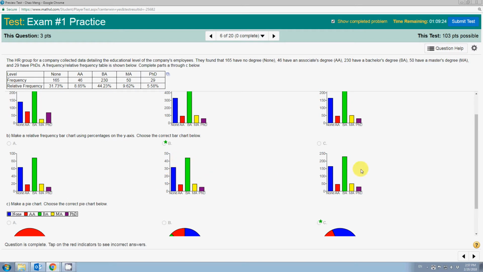B is correct, but why is C not correct? Because this is already over 200. It cannot be correct. So C is wrong.